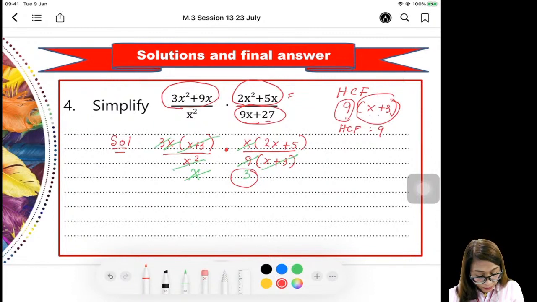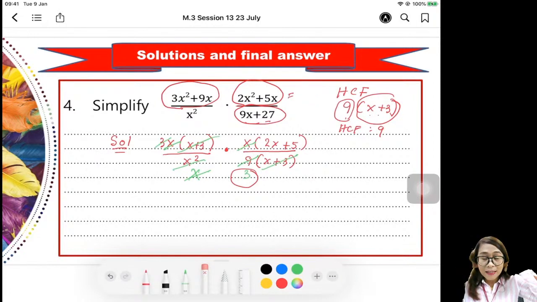Students, do not answer this. Do not answer 3 because 3 is wrong. It's not the answer. So what will be the answer? Who can give me the answer now, students? Can you type your answer?